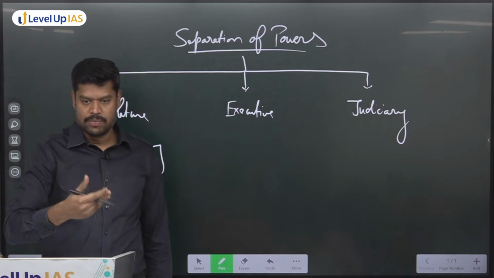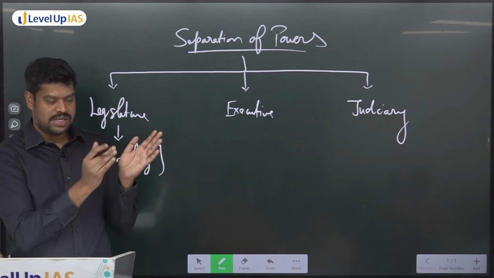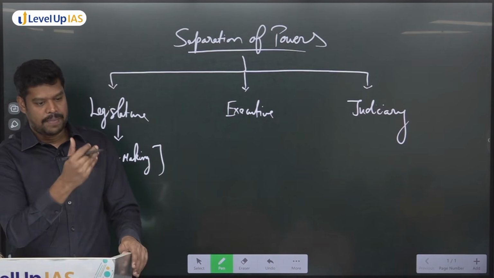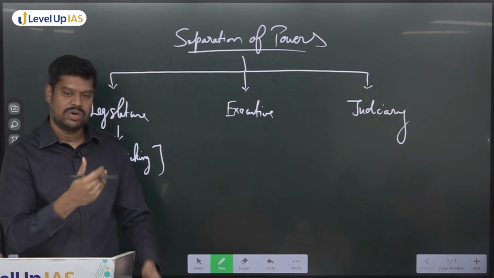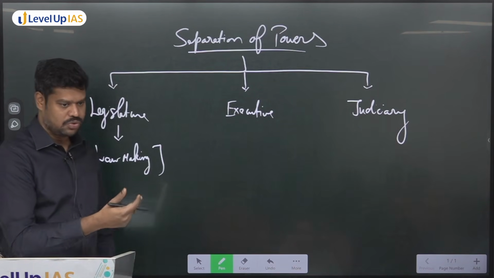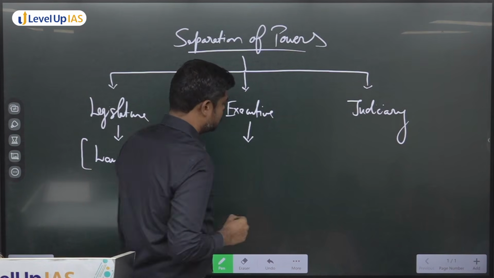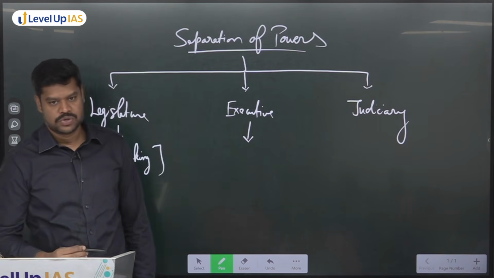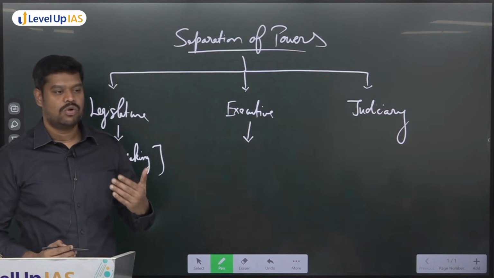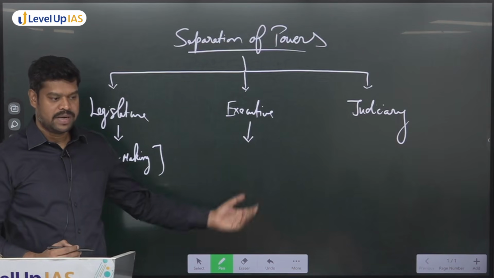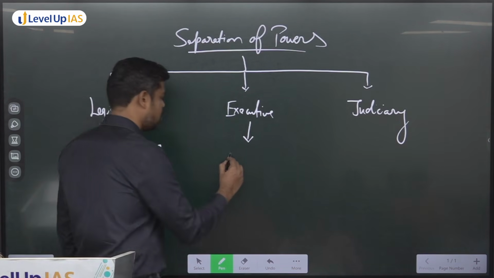What are the organs that are part of the legislature? The parliament and the state legislature. And what they are primarily responsible for is law making. And then you have another organ, what is called the executive. What is the executive supposed to do? Primarily their role is to implement the laws that are made by the legislature. So that is law implementation.